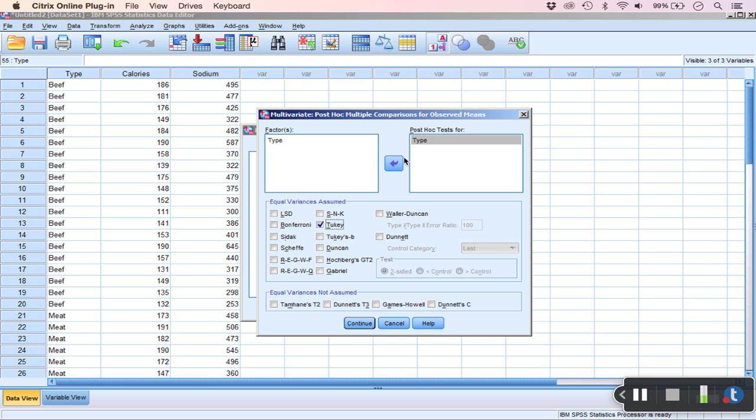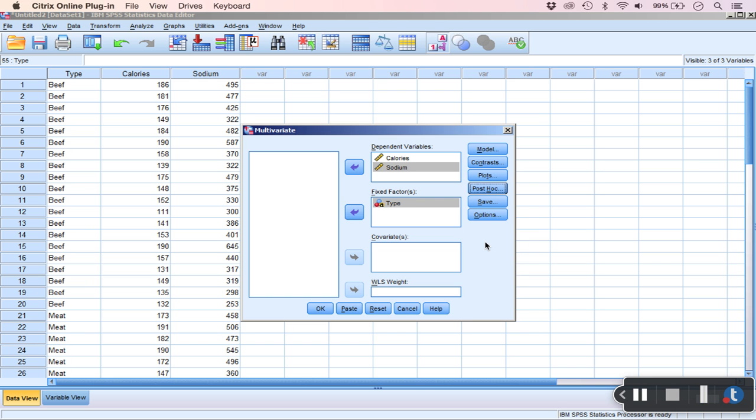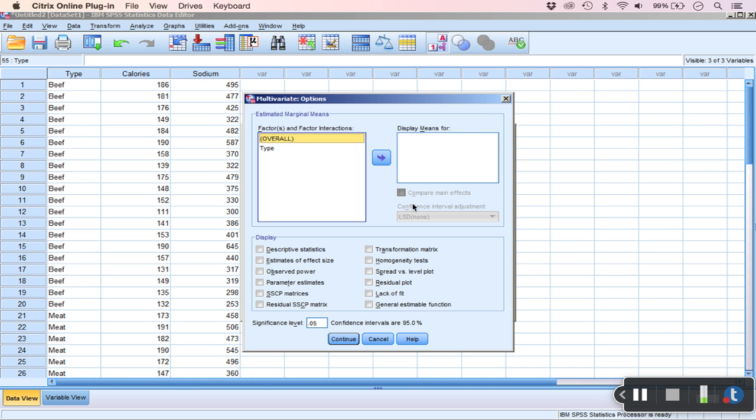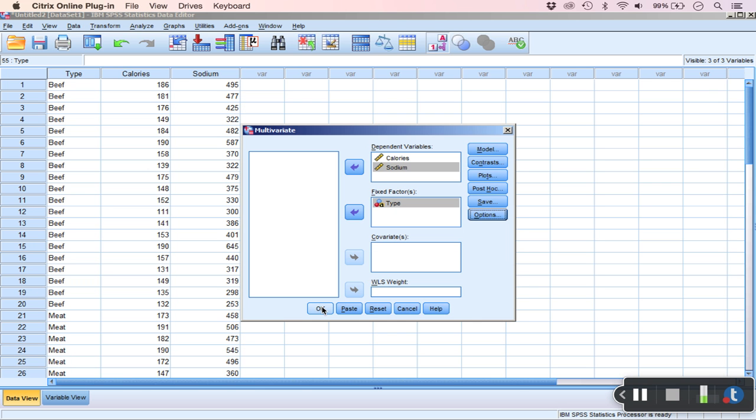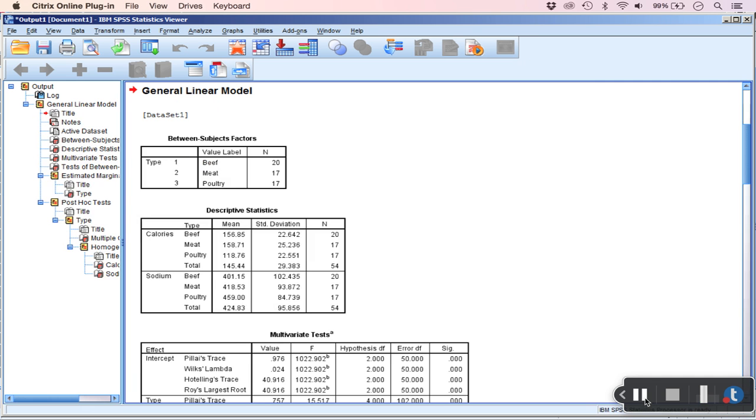So I'm going to take the hot dog type factor and just transport it over and tell SPSS that I would like a Tukey post hoc for that. And I'll go ahead and click OK. And then we always like to get some descriptive statistics. So under options, we can display means for different types of hot dogs. So I'll go ahead and click that and then hit continue and OK.